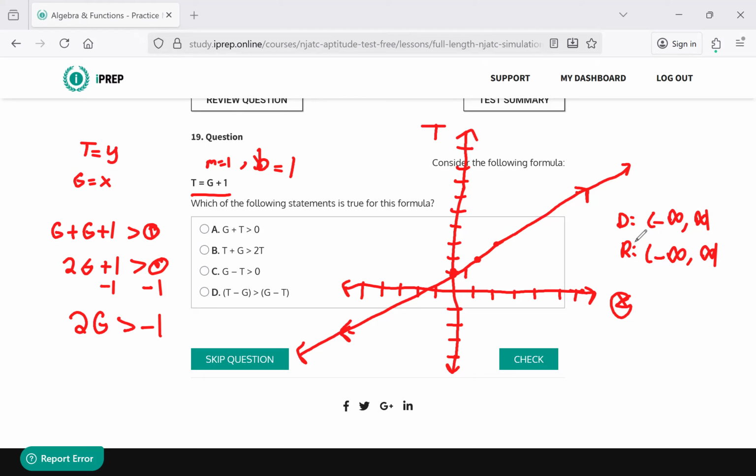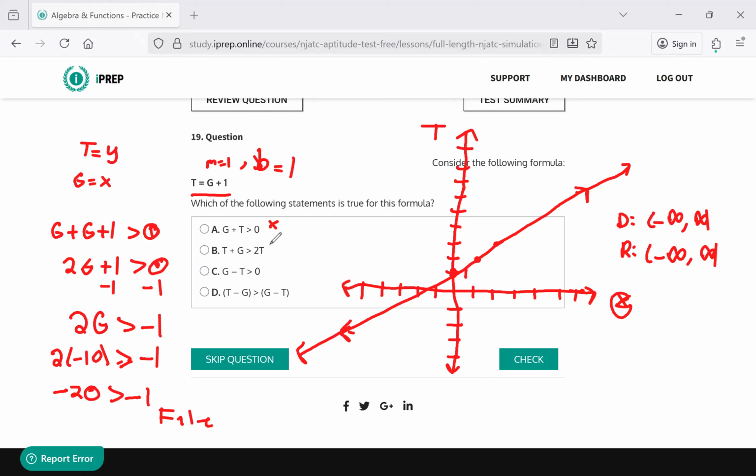So this is why it's not always true, because let's say you use a g value of negative 10. That's part of our domain. You can use negative 10. So 2 times negative 10 is greater than negative 1. Is this a true statement? No, right? 2 times negative 10 is negative 20. Negative 20 is definitely not greater than negative 1, so that's false. So that's why it can't be that one.